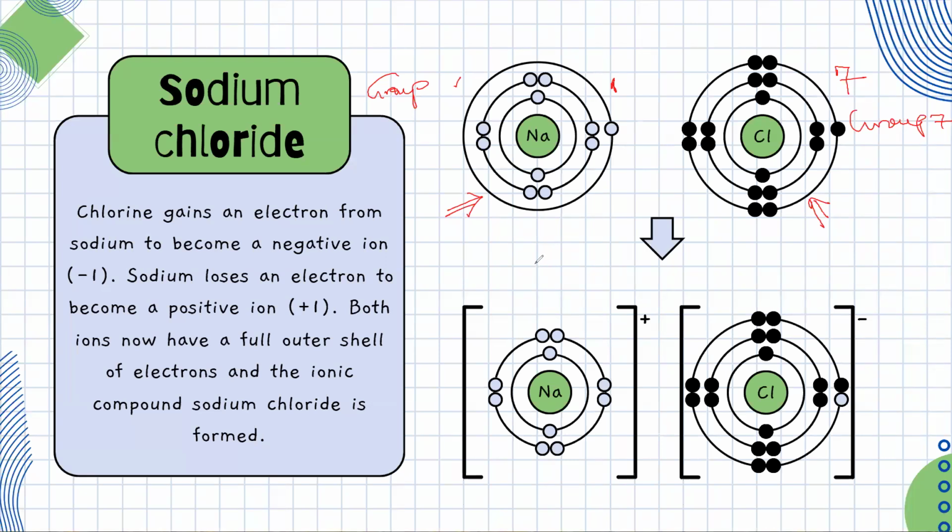How many electrons will sodium lose? And how many electrons will chlorine gain? Who is answering my question now? If sodium is in group 1 and chlorine is in group 7.